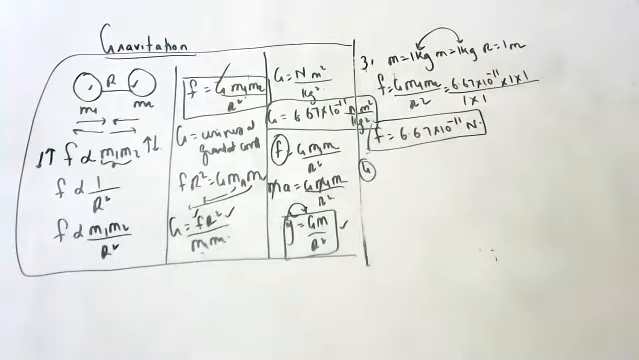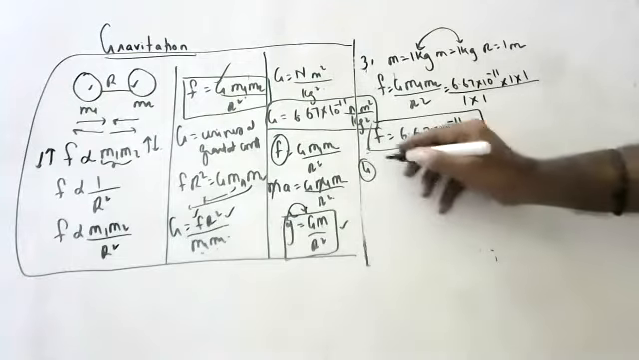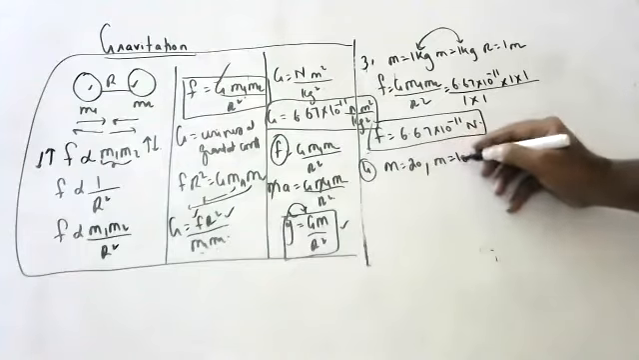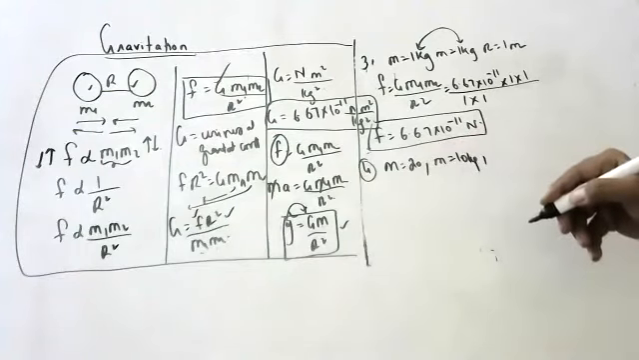A sphere of mass 20 kg, and another of 10 kg, are separated by 20 centimeters.